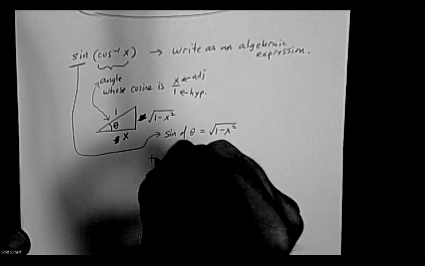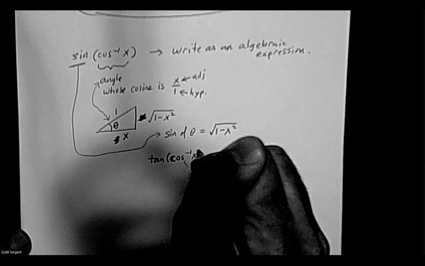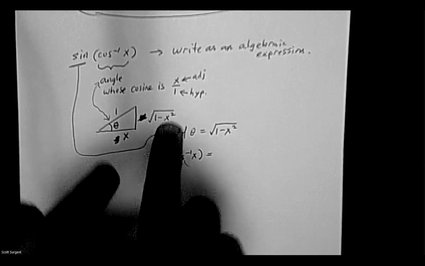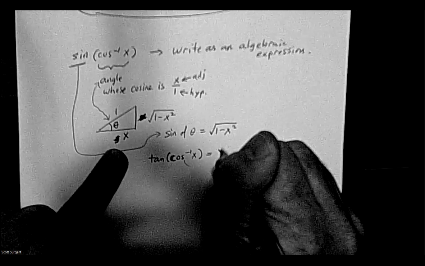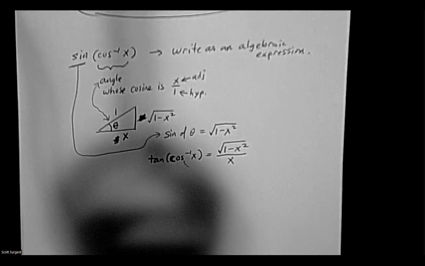In fact, if I wanted to do tangent of cos inverse, well, I've got all the information here. It's going to be opposite over adjacent. And I'm done.